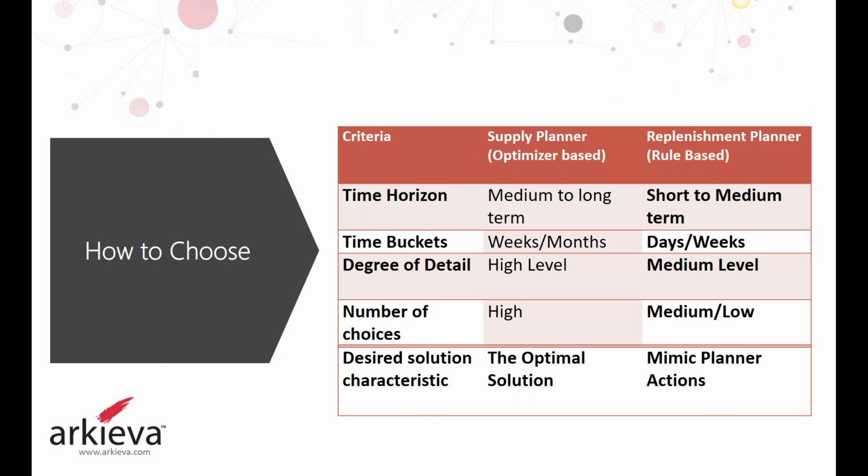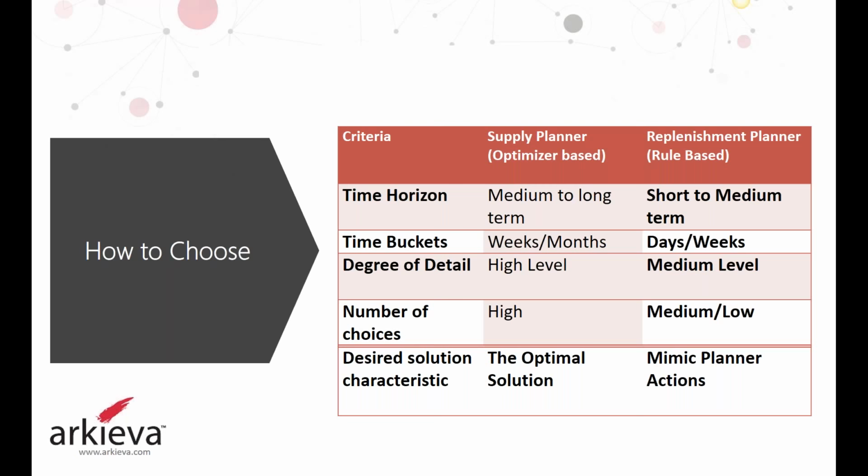What is the level of detail that you are interested in? Are you wanting to do things by SKU or by product family? What's the number of choices? This is probably the biggest differentiator. If there are many, many, many choices in your supply chain, probably a rule-based system will find a breaking point. And so in that case, you might have no choice but to go towards an optimizer.